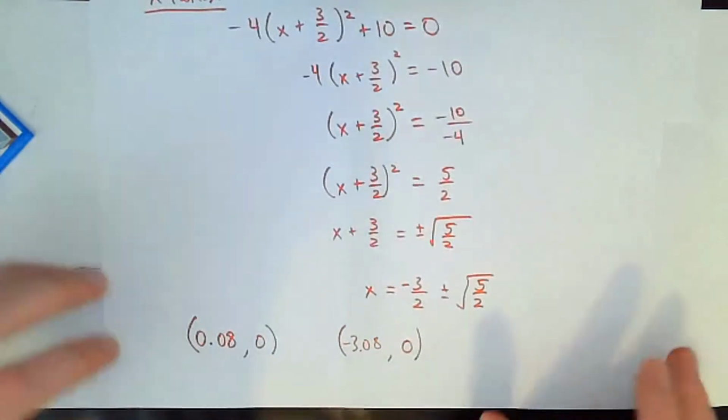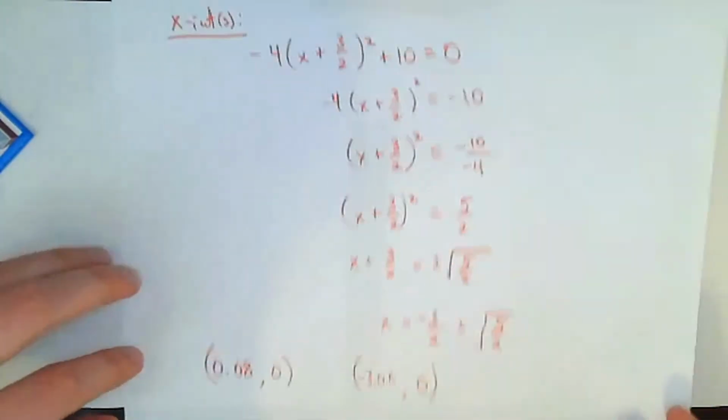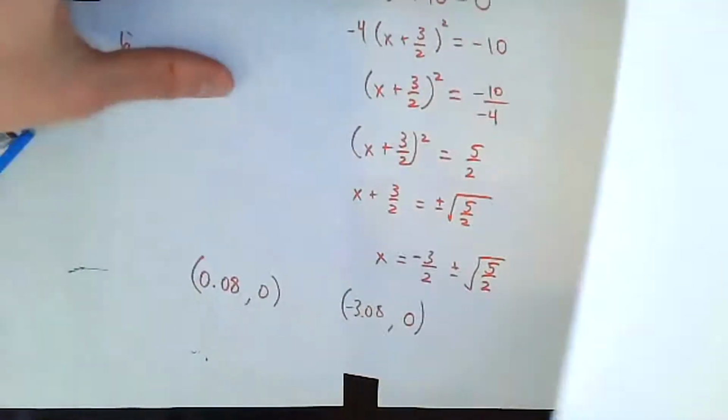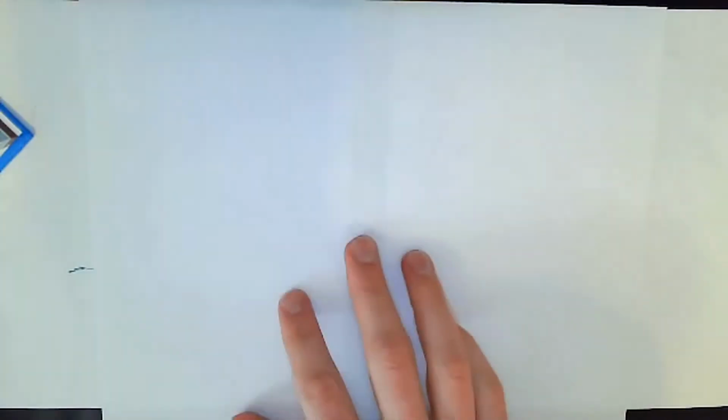So that was part B, finding the x-intercepts, y-intercept, and vertex. Part C is to sketch a graph.